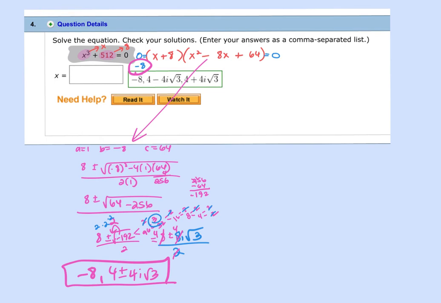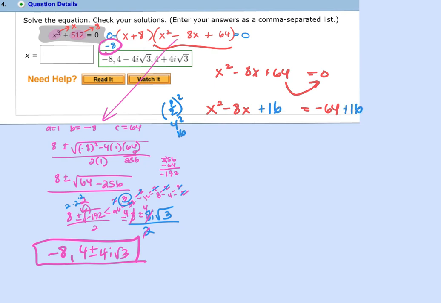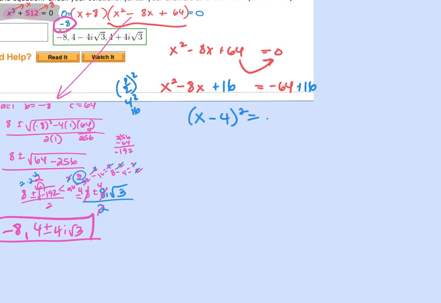You don't have to do both ways, but I'm gonna do complete the square too because obviously it's good to review this stuff. So from here, if I wanted to complete the square, x squared minus 8x plus 64 equals 0. I'm gonna bump the 64 over. Take the 8, divide it by 2, that's 4. 4 squared is 16, add the 16, add the 16. Factor the left side, so it's x minus 4 squared equals, and that would be negative 48. Square root both sides. X minus 4 equals plus and minus the square root of negative 48.